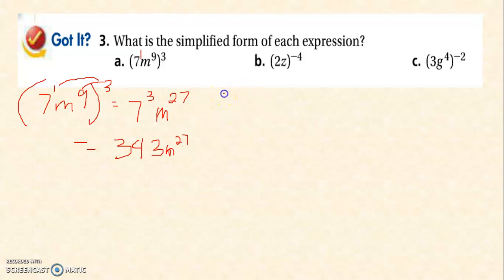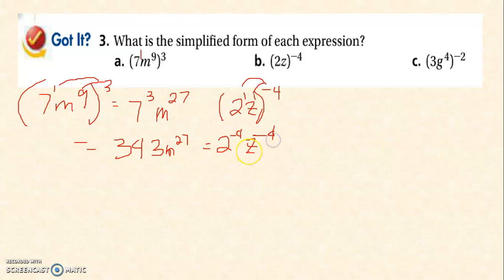How about letter B? We have 2z raised to negative 4. Take a look at the exponent of the outside. It is negative. Still, the exponent is negative. We're just going to follow the same rule. We're just going to multiply the exponents. The exponent here of 2 is 1. The same as with z. It is also 1. So just multiply the exponent. So you now have 2. 1 times negative 4, that is negative 4. And then z, 1 times negative 4, that is negative 4.